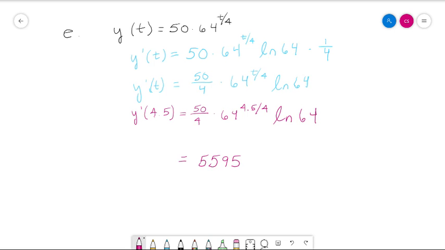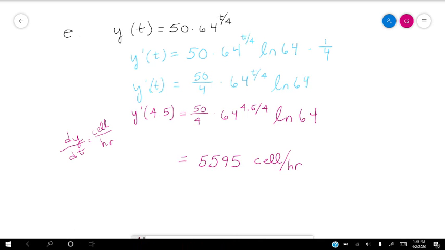Okay, and remember this is y prime, which is dy dt. And y is telling us the number of cells, and time is in terms of hours. So this is saying the growth rate is 5,595 cells each hour. Okay, and that's only at that time, right? As time is increasing and our growth is exponentially growing, the growth rate is also going to change, right? It changes each moment. Okay, good.